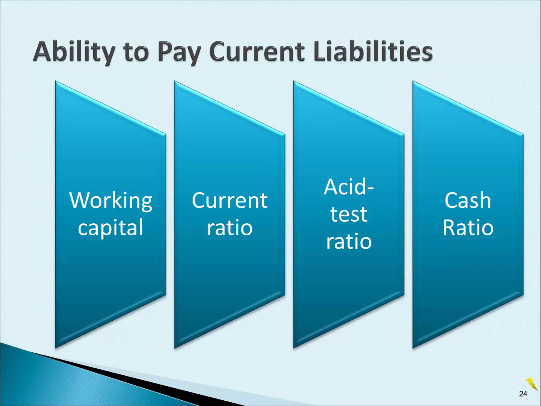The current ratio measures the ability to pay current liabilities with current assets. The acid test, or quick ratio, tells us whether the entity could pay all of its current liabilities if they came due immediately. That is, could the company pass this acid test? So let's look at these in more detail, first starting with working capital.